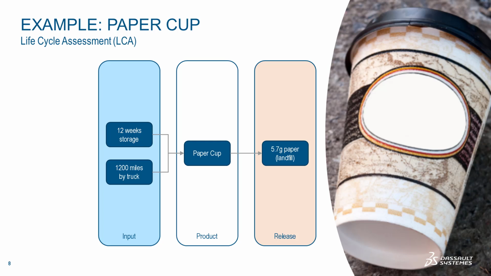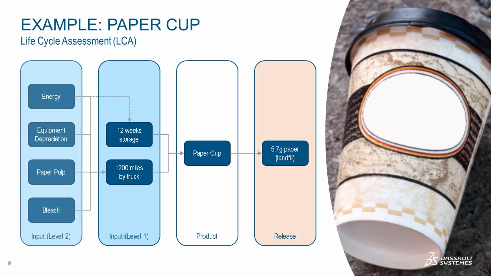On the other side, on the upstream side, we have the inputs that went into getting this paper cup to the customer at the coffee shop. Let's say the coffee shop kept the paper cup in a climate-controlled room for 12 weeks so it wouldn't get moldy or damaged by the elements. And that paper cup was driven 1,200 miles by truck along with millions of paper cups in that truck. And so for this one example, we would consider 1 paper cup's worth of storage for 12 weeks at the coffee shop and 1 paper cup's worth of transportation by truck in our life cycle inventory.